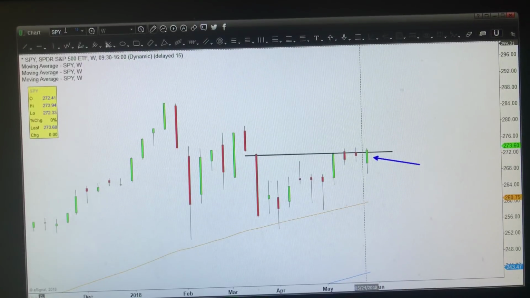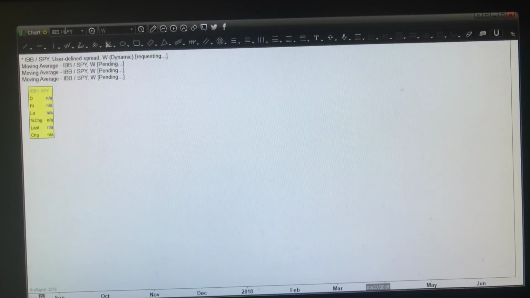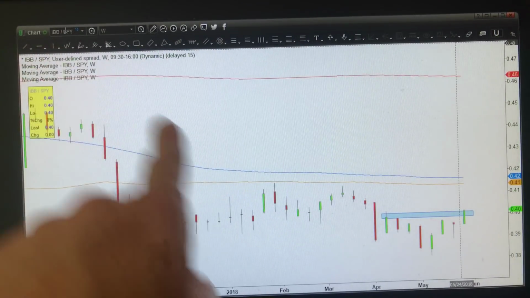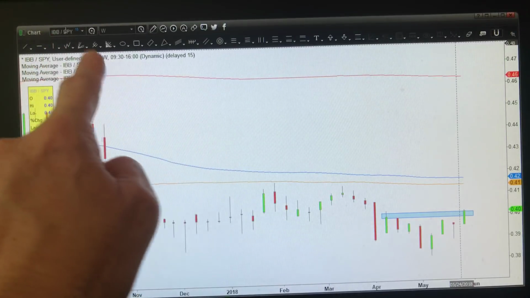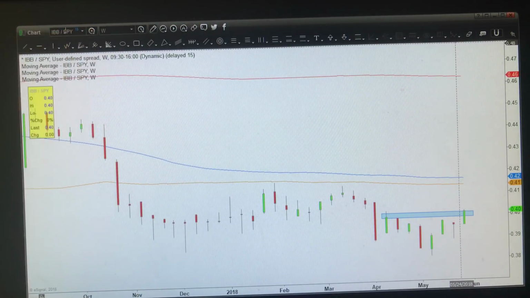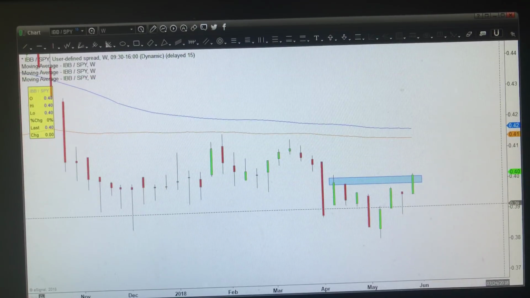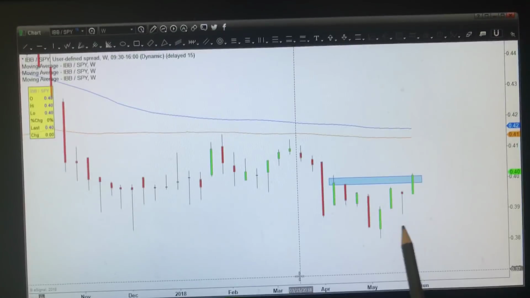Another thing that you can do is do this in relative terms. One of the parts of the market that we like right now is biotechnology stocks. So I typed up here in the left-hand corner the IBB versus the SPY, and you can see the biotechnology ETF giving us relative strength again now for, I guess, the third or fourth week in a row.